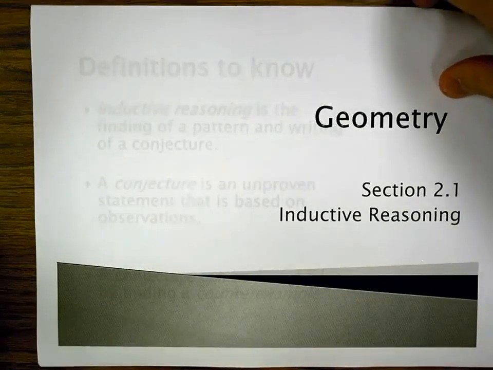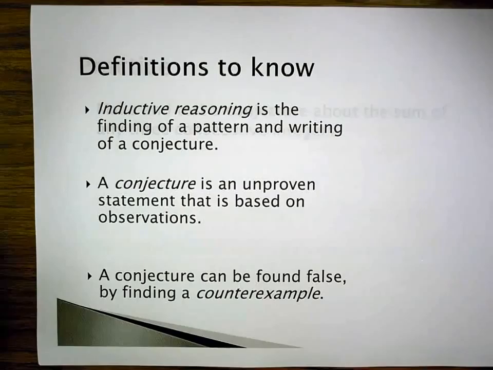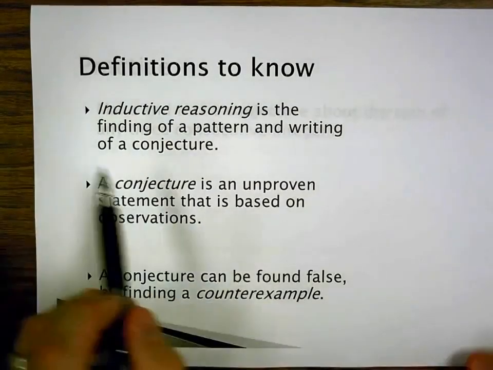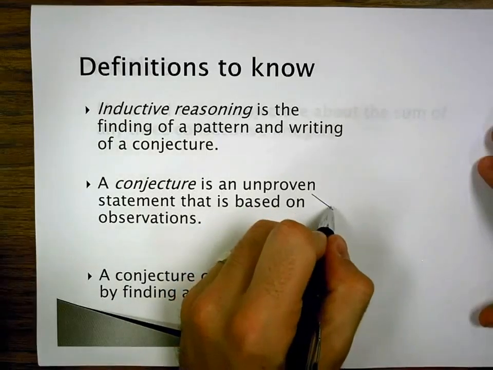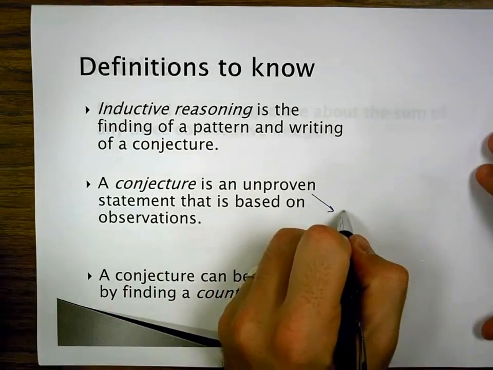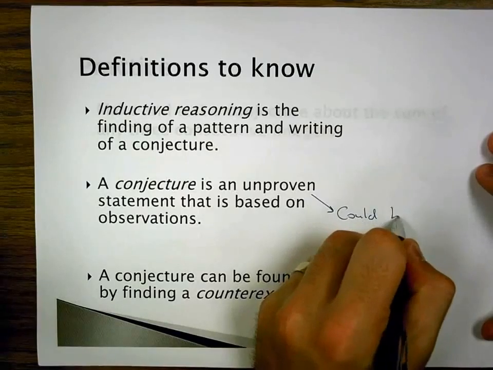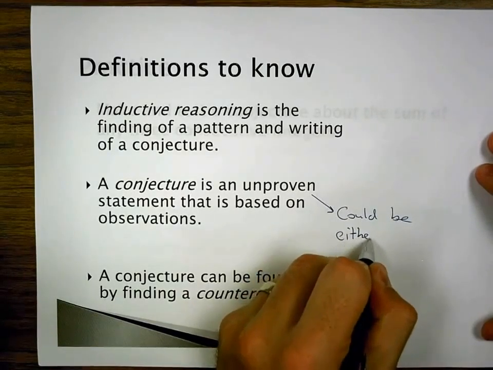Section 2.1 is our introduction to inductive reasoning. Inductive reasoning is finding of a pattern and writing of a conjecture. Now, a conjecture is a statement we're going to see often in this chapter, and it's an unproven statement based on observations. The fact it's unproven means it could be either true or false.